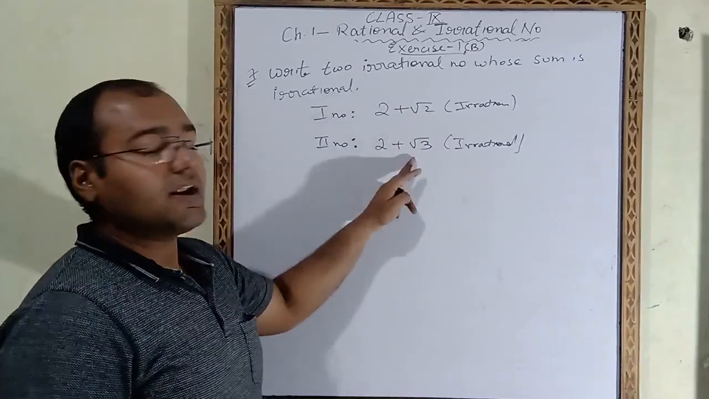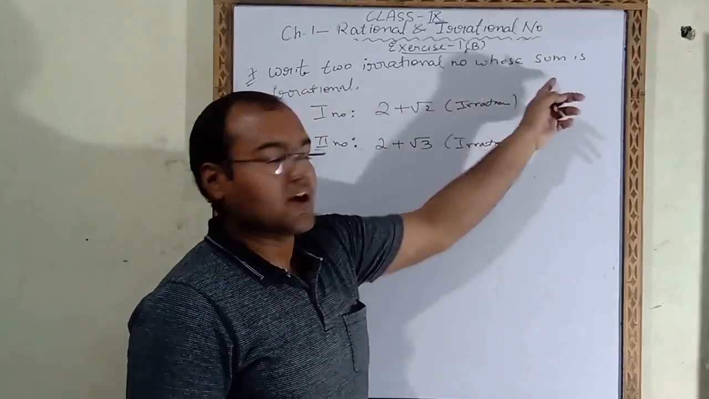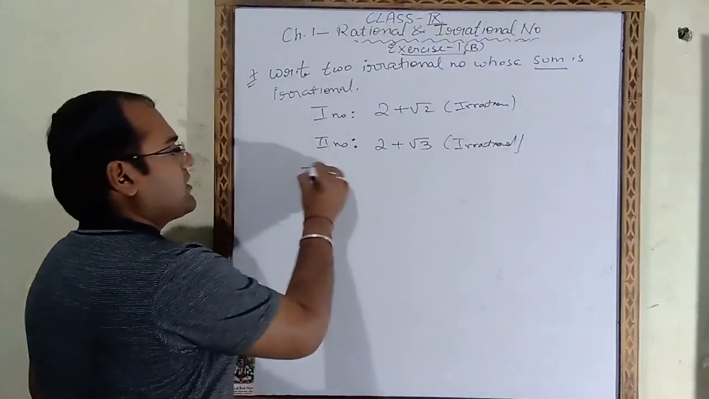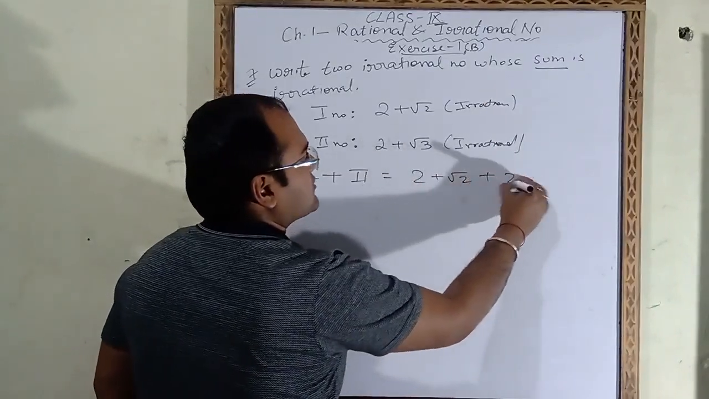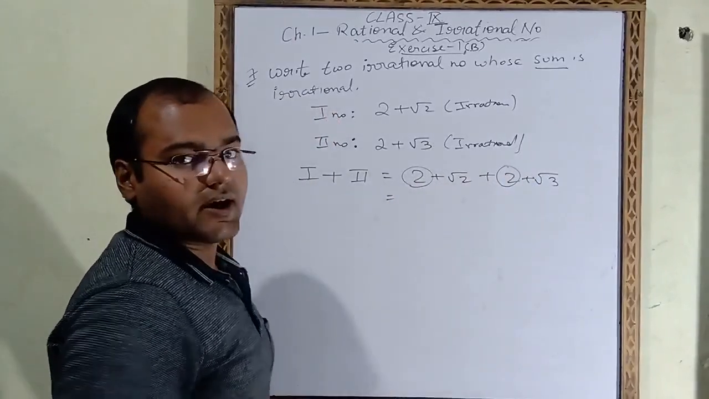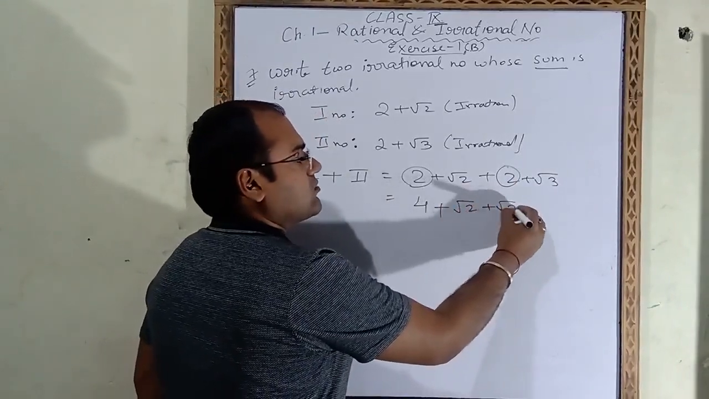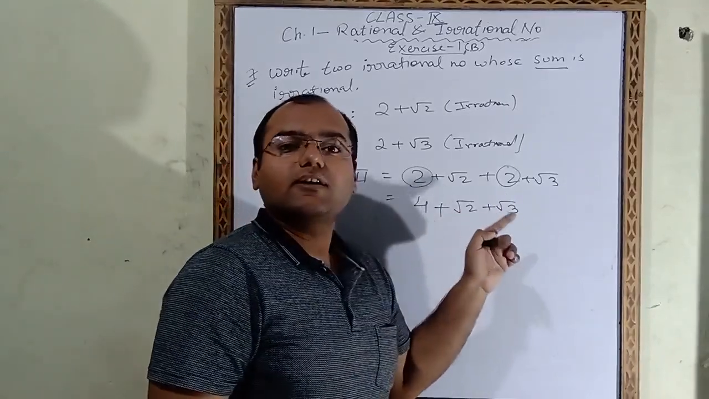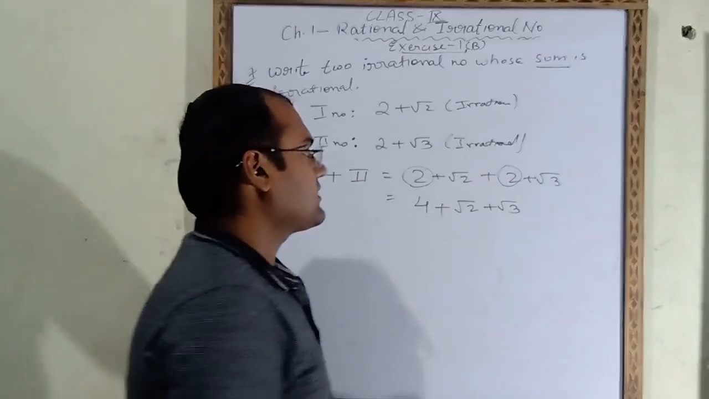So these two numbers are irrational numbers, and he said two irrational numbers whose sum is irrational, so we have to add these numbers. In order to find the sum, what we have to do? First number plus second number: 2 plus root 2 plus 2 plus root 3. These two and these two both will get added. Answer will be 4 plus root 2 plus root 3. In this answer we are getting root 2 also and root 3 also. Both are irrational numbers. That means this full answer is irrational.